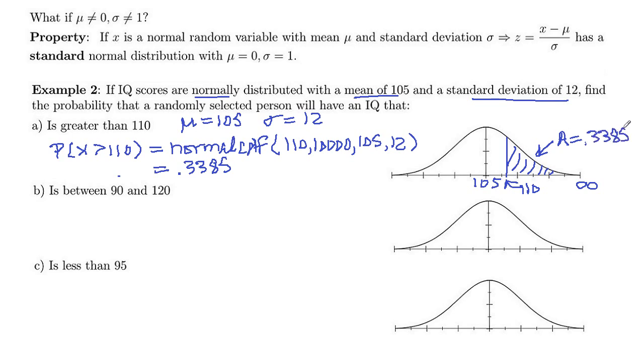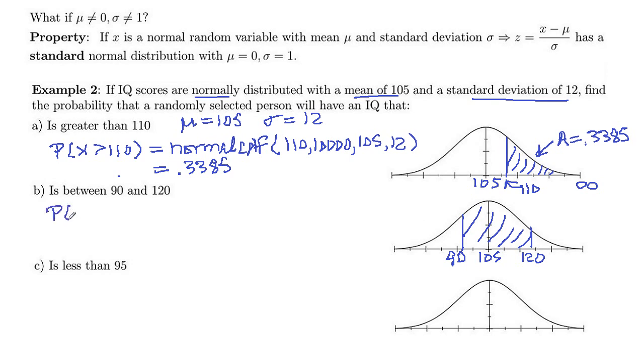So probabilities are areas, which are also proportions. What's the probability or proportion of the data between 90 and 120? So we've got our 105 in the middle here. 90 would be somewhere to the left, and 120 somewhere to the right. And we want that area right there. That'll correspond to the probability.